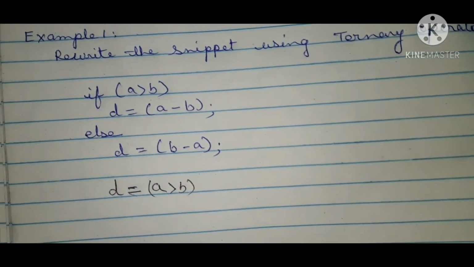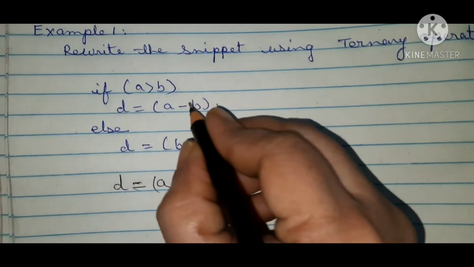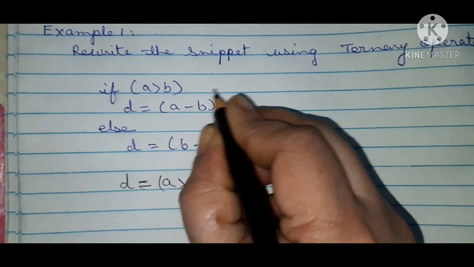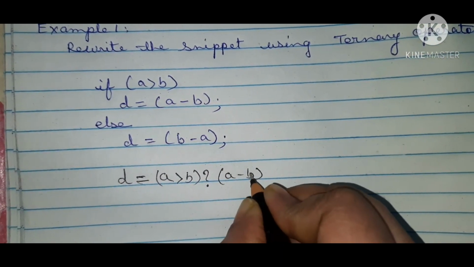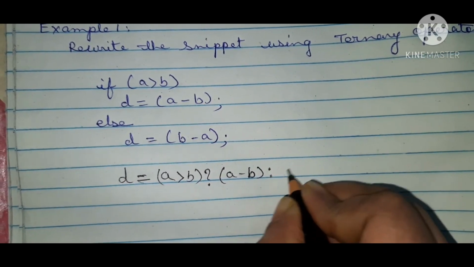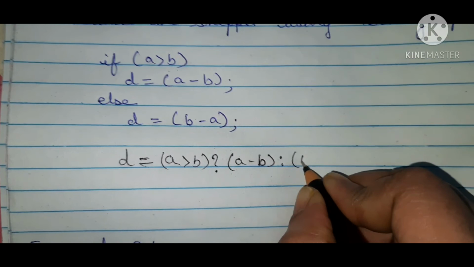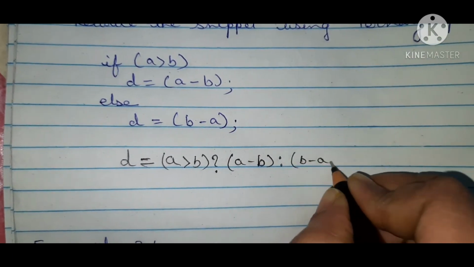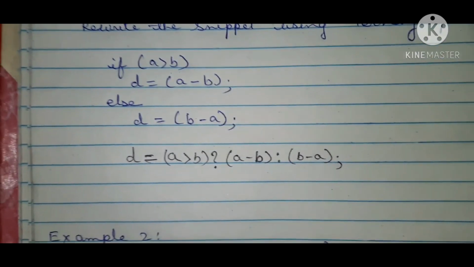After writing the condition, we'll give the question mark. Then the true part, that is a minus b, and then a colon, and then the false part. If the condition is false, then it will come to this part. And then a semicolon. So in this way we'll write.